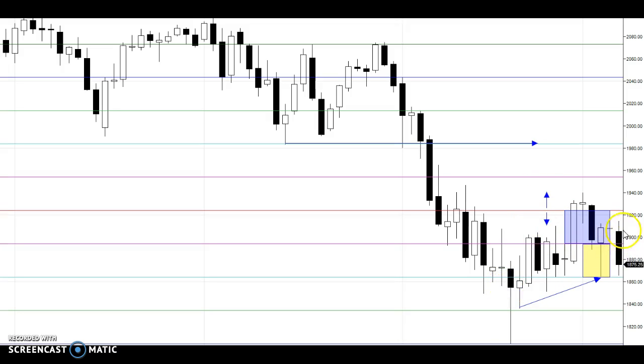And I try to show these ideas as fractals, where in many different time frames, the same ideas can be applied. So once you learn the theory and once you learn the concept, then you can apply it over multiple time frames, and I think that's important.